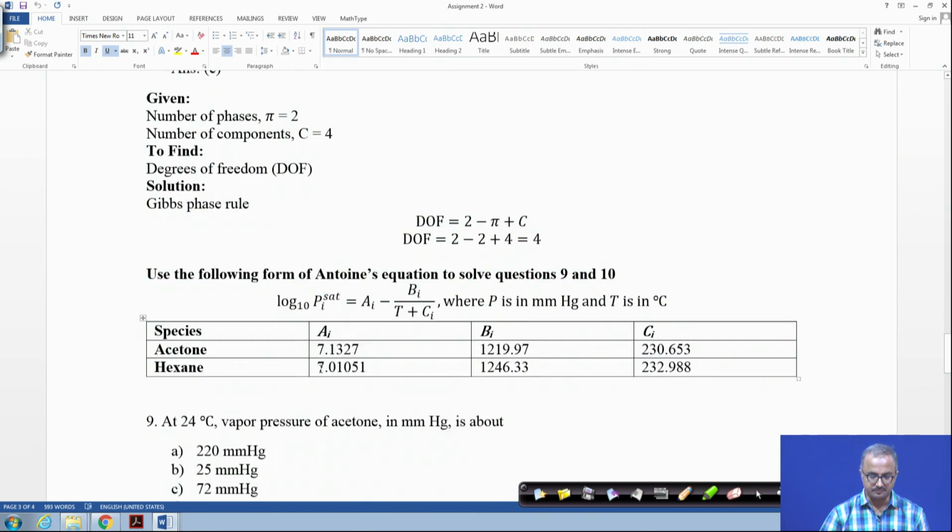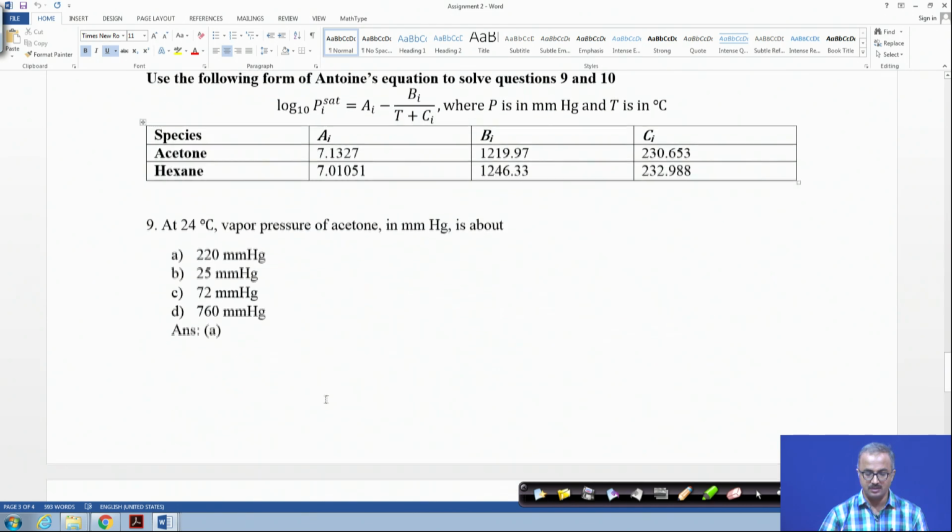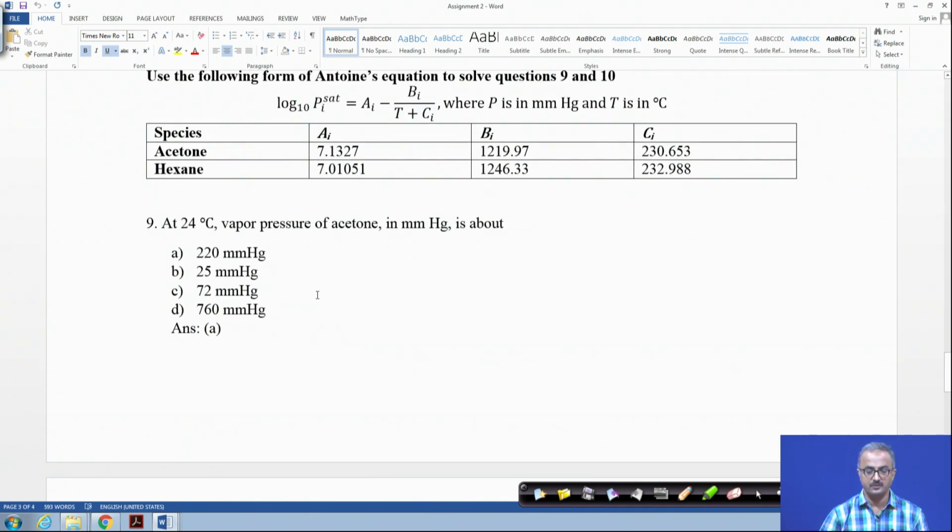Now next, this particular equation has been given to you, and problems 9 and 10 are based on it. That is the Antoine equation, and it is a very straightforward, basic level question. Here you have been asked to find the vapor pressure at this particular temperature. You simply plug in the values. Just keep in mind that this temperature is in degrees centigrade, so you don't need to convert it into Kelvin. You put this value in directly and you get the vapor pressure in millimeters of mercury.